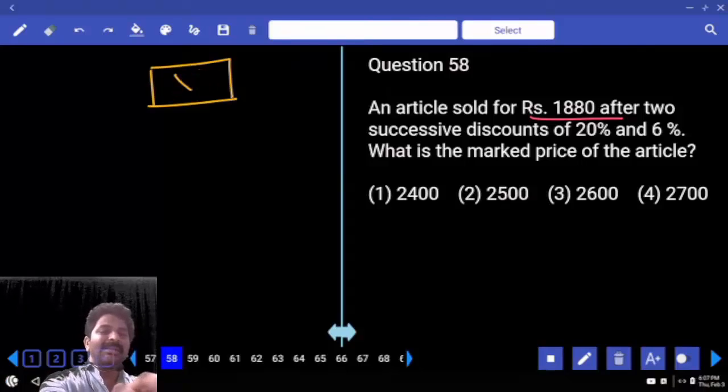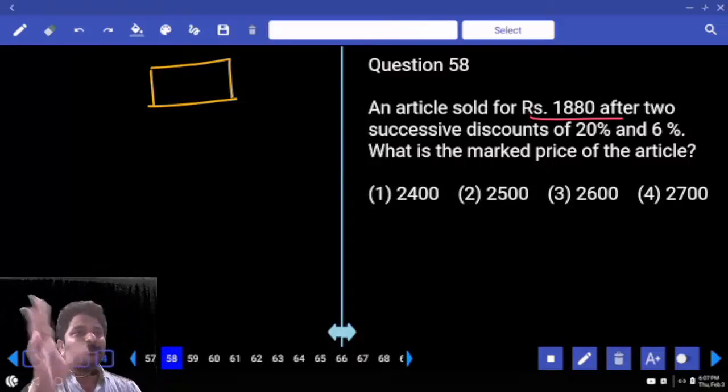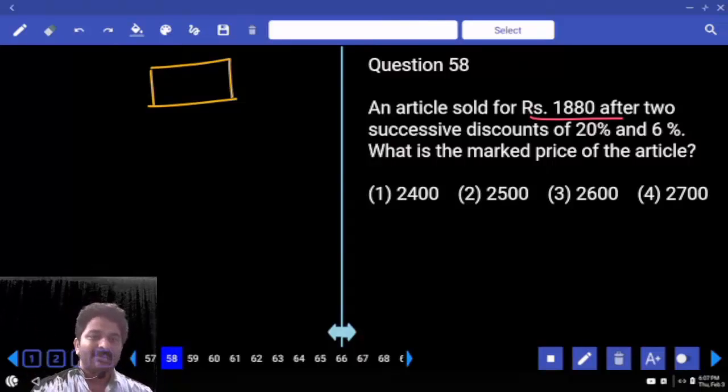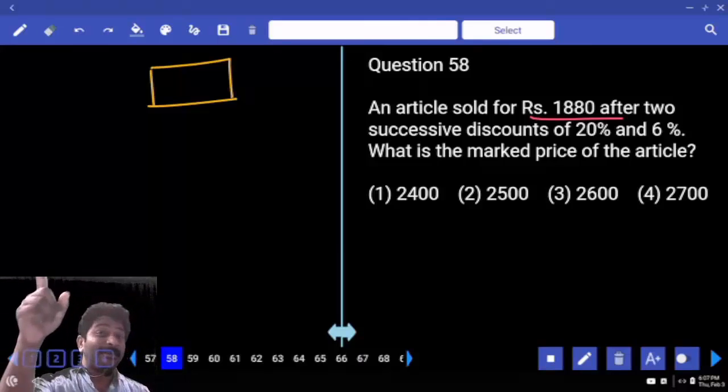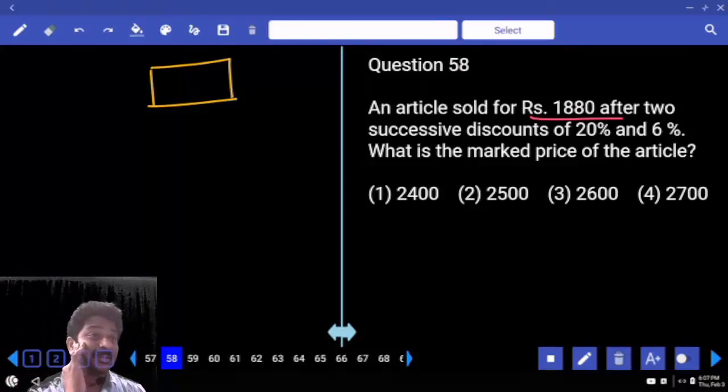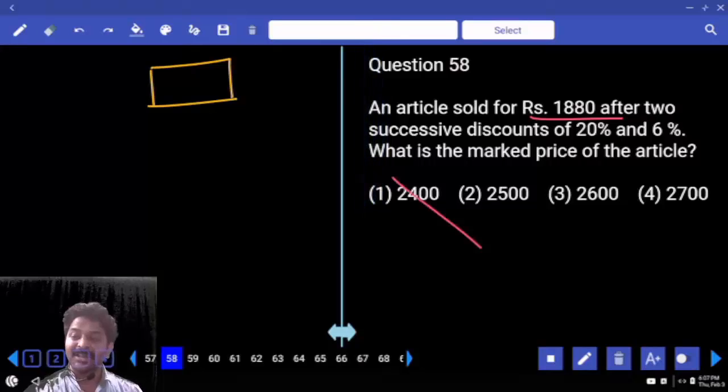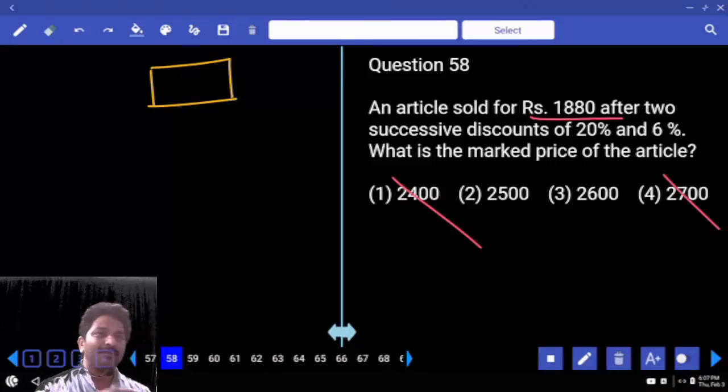But our number is 1880 after 2 successive discounts, which is not a multiple of 9, not even a multiple of 3. So our initial number cannot be a multiple of 3 and 9. Do you accept? First option and last option eliminated. You are left with only 2 options, either second or third. You start with one number, you prove whether it is right. If not, the other is your final answer.